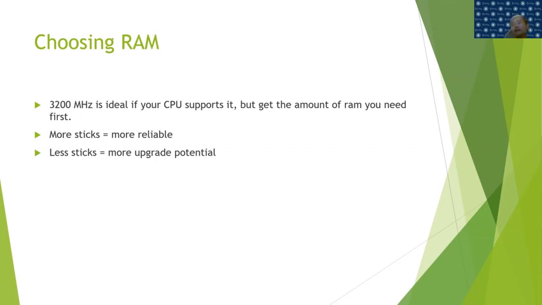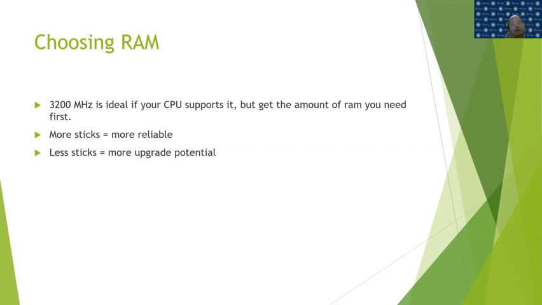Because 8 gigabytes can be usable, but it's going to be really close. There might be some times where if you have too many Chrome tabs at once, you might start to see your computer slow down. And above 16 gigabytes is usually the point where most consumers won't use that much.